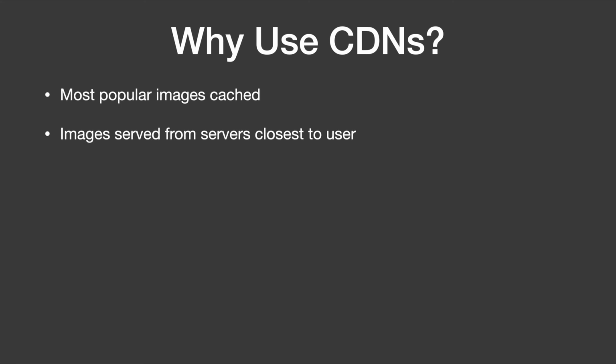Alright, so that brings the question, what is a CDN and why use a CDN? A CDN is pretty much a network caching layer. You can cache most of your popular images on the CDN. So when these images are being requested, instead of serving them from your S3 data store, you serve them from servers that are closest to the user. Let's go through an example to make more sense of it.